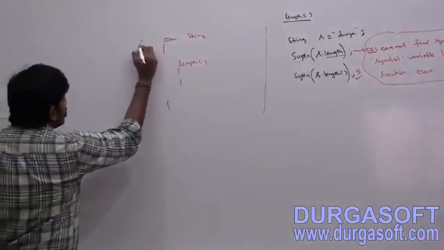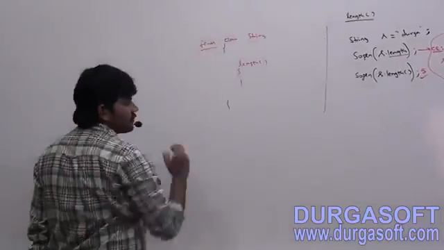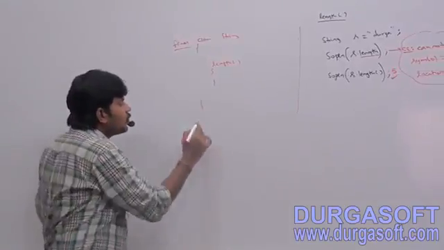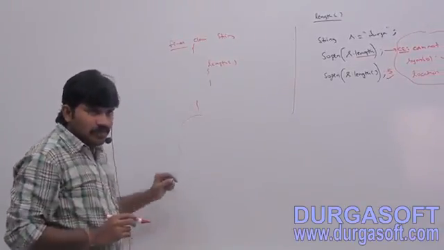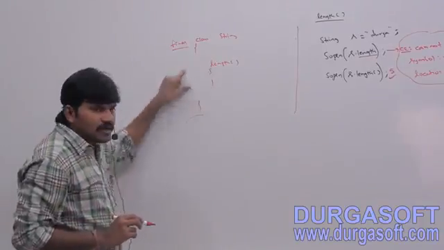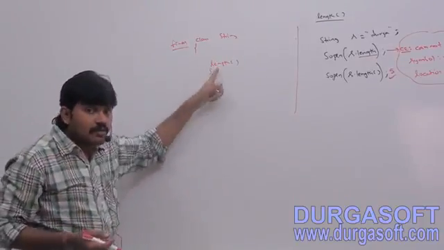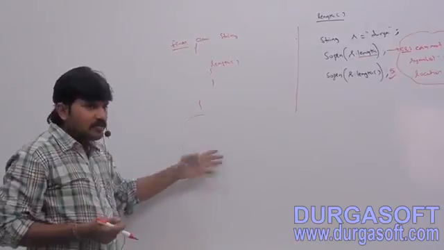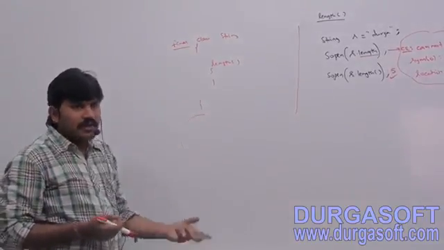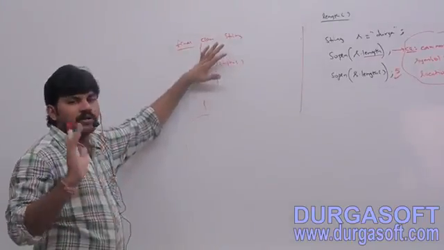Sir, string class is final. Okay. Sir, if it is final, is it possible to create a child? No. If it is not possible to create a child, is it possible to override this method? No, because where can we override? In the child class. But it's not possible to create the child, then where is the question of overriding? That's why this method is by default final.